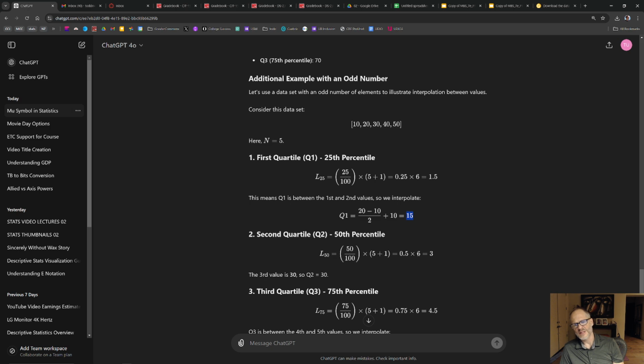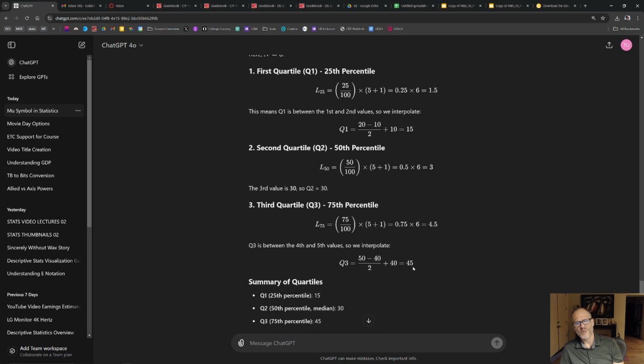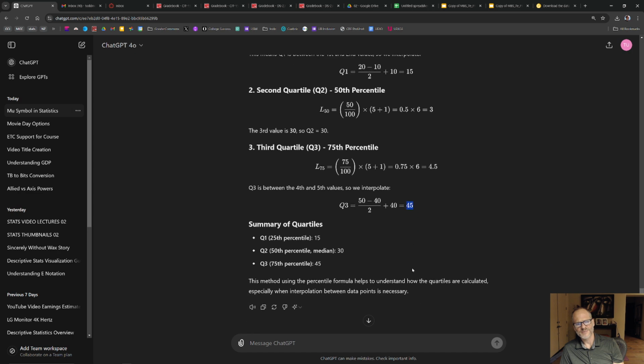Here's our 50th percentile. It's going to be at 3. That's going to be 1, 2, 3. That's going to be 30. And the 75th percentile is going to be 4.5. So 1, 2, 3, 4, 5. 4.5 is going to be halfway between those. So interpolating between 40 and 50, 0.5, 50%, we get 45. And so that will be our 75th percentile.